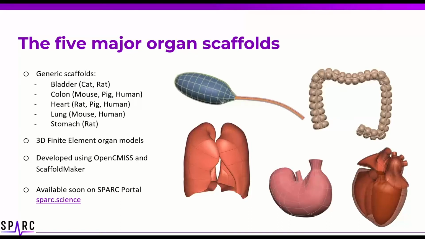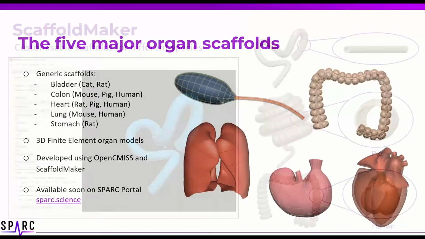But ScaffoldMaker also provides the capability to parameterize these scaffolds using a relatively small number of anatomical characteristics. And this enables the representation of organs for different species, subject, and samples. We have also recently submitted these generic scaffolds for publication on the SPARC portal, and as their curation is completed, they are becoming available on the portal.